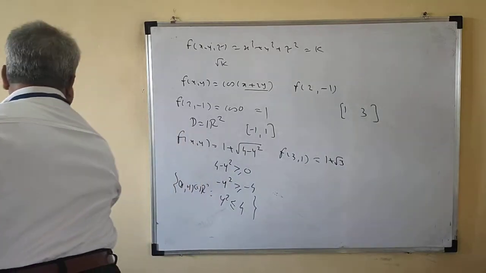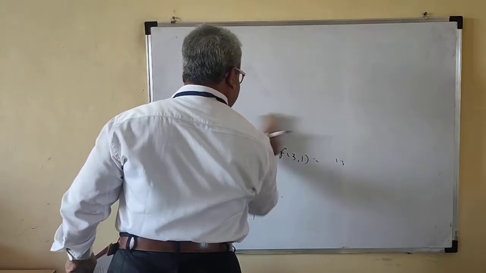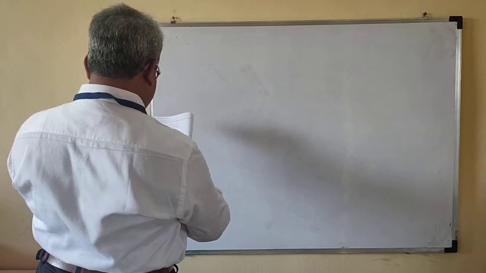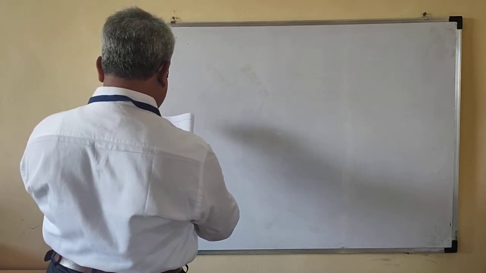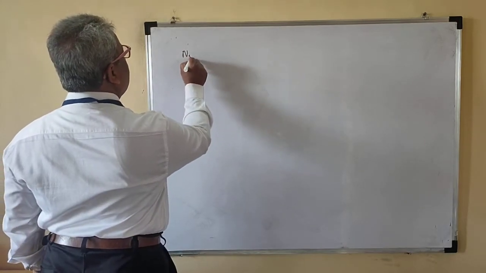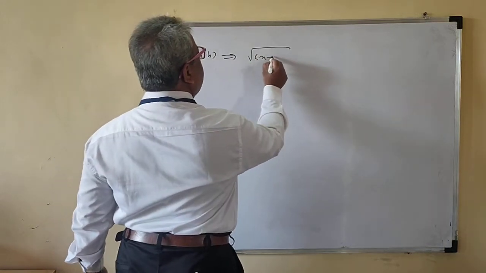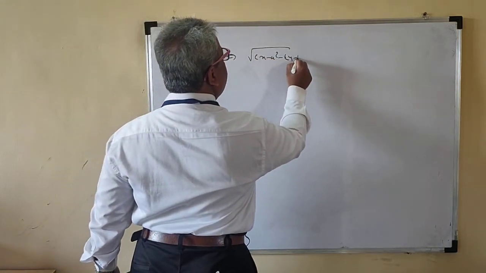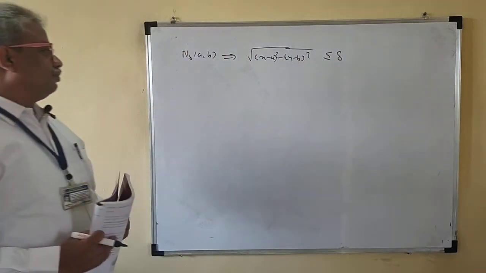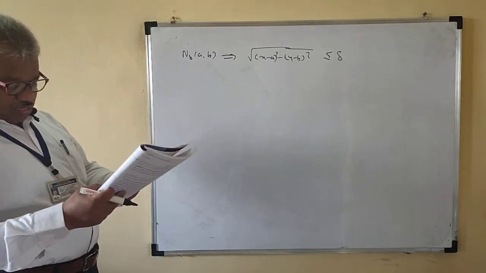Now the next part is limit, and the name of the chapter is limit and continuity. So you are familiar with this. N delta of (a, b) implies that root of (x minus a) square plus (y minus b) square is less than or equal to delta. This is the delta neighborhood, the set of all points like this.